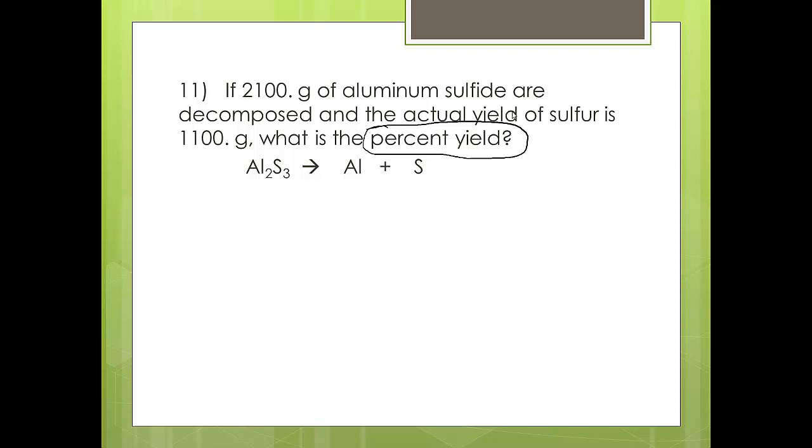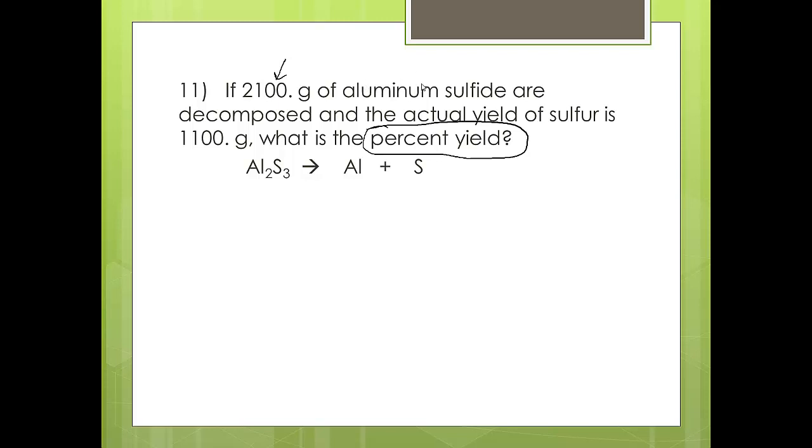Look at right here. Actual yield. This is giving me an actual yield. I'll need that, but I won't need it until I'm done. So you know what? Tuck it away. Forget about that. Don't even worry about that number right now. We need it after stoichiometry. So this is what I need.